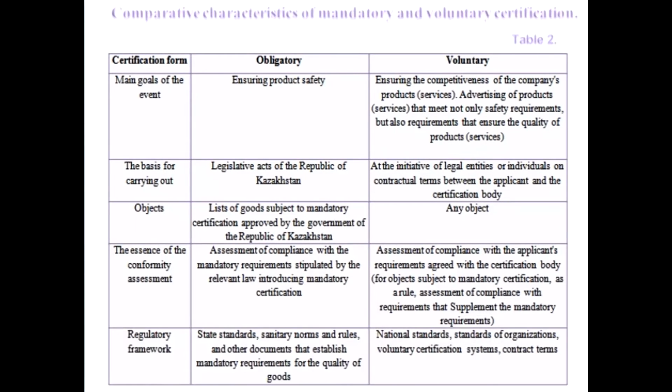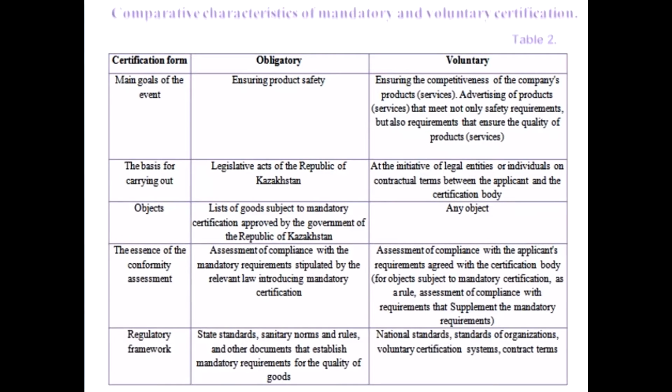Administrative responsibility is provided for violation of the rules of mandatory certification. For example, a legal entity is fined for selling goods without a certificate of conformity or declaration of conformity that certified the safety of such goods for human life and health. A comparative description of the forms of conformity assessment in the form of mandatory and voluntary certification is presented in Table 2. Comparative characteristics of mandatory and voluntary certification.